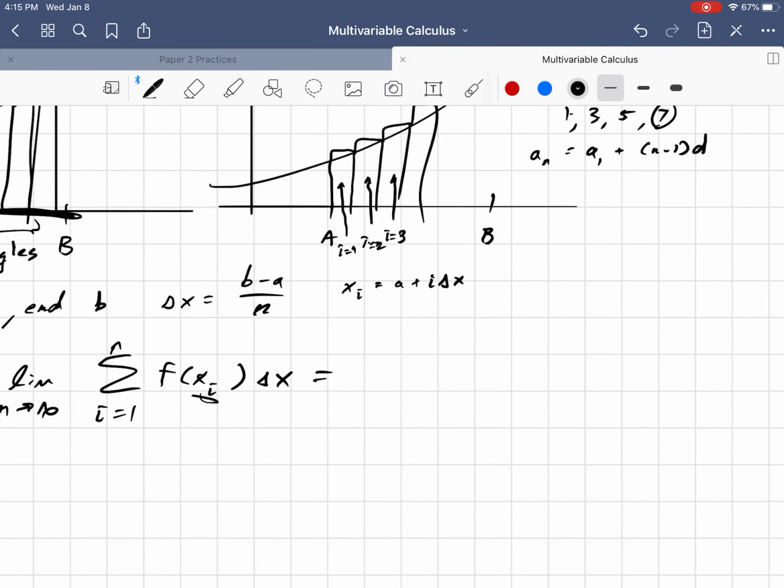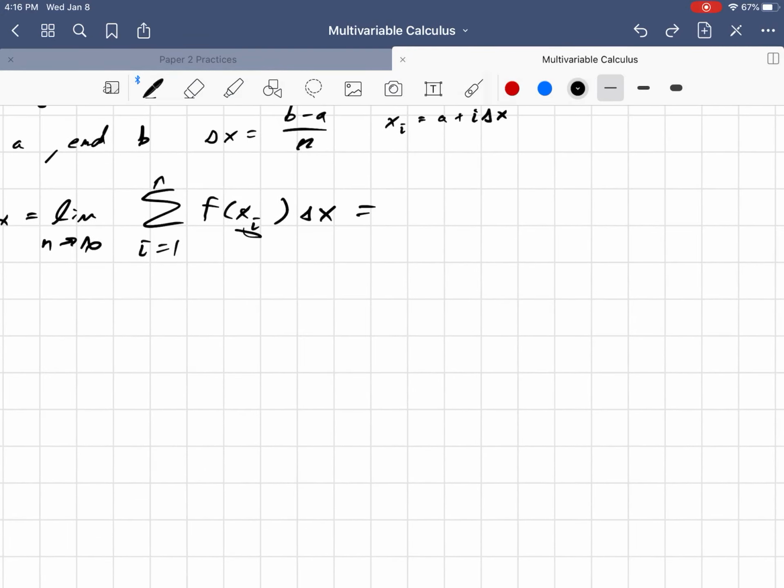In other words, this x sub i right here, the x value of the ith rectangle, is just your starting x value plus your common difference. In other words, this just tells you how many rectangles you have to go. There's delta x, you go a distance delta x, and there's i of them. That hopefully makes sense to you.